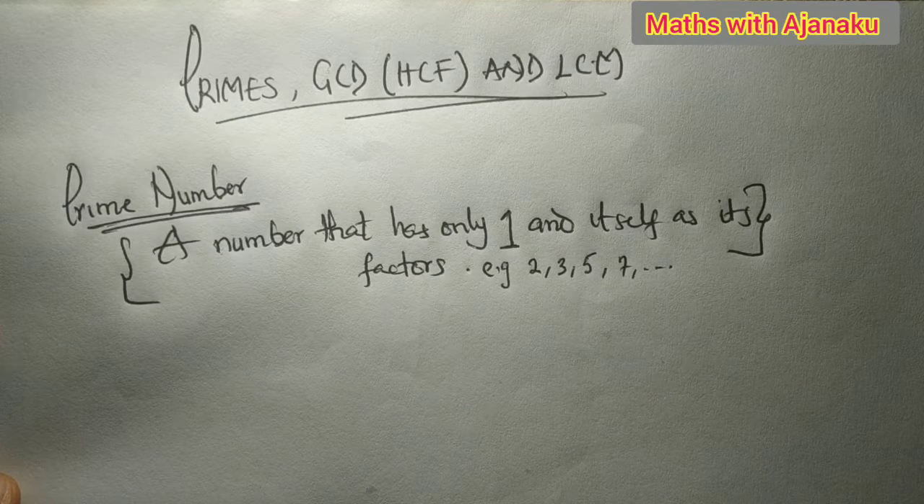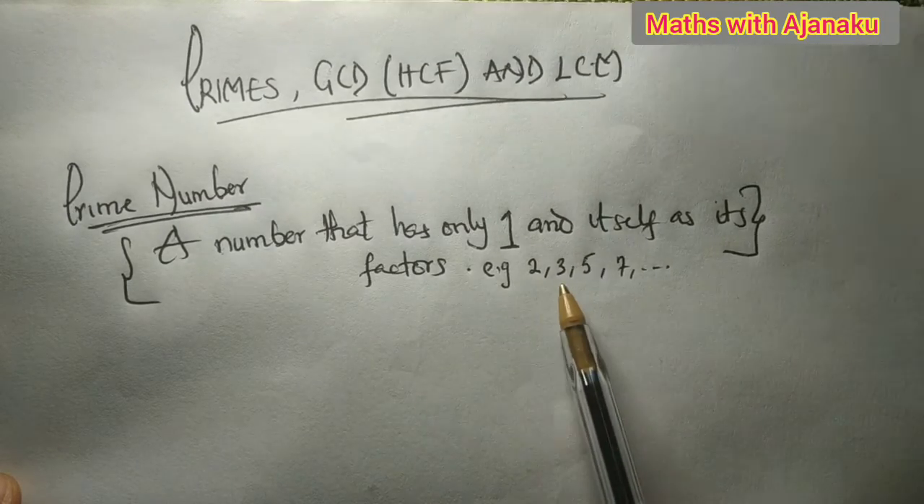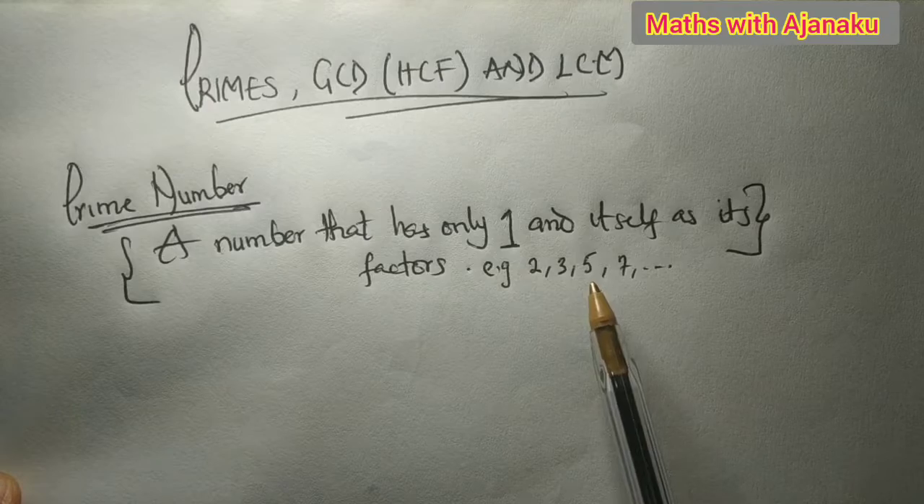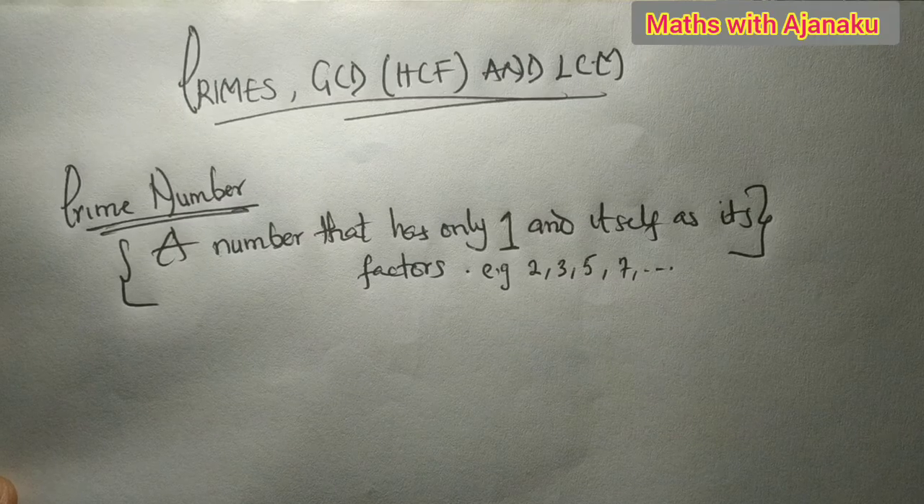The prime numbers. A prime number is a number that has only one and itself as its factors. For an instance, we have 2, which is having 1 and 2 as its factors, 3 having 1 and 3 as its factors, 5 having 1 and 5 as its factors, and so on.